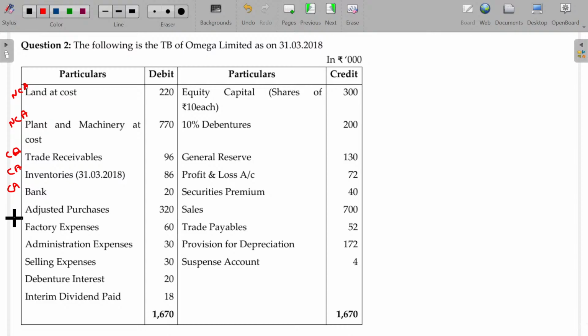So these are the expenses: factory expenses, administration, selling and distribution expenses, debenture interest, finance cost, interim dividend paid, appropriations, equity share capital, shareholders' funds, debentures, non-current liabilities, general reserve and surplus, profit and loss, securities premium or the reserves and surplus, sales revenue from operations, trade payables, current liabilities, provision for depreciation account. I'm not sure what the suspense account is here. There may be some error or some adjustment required.